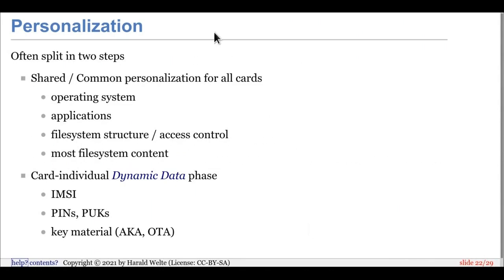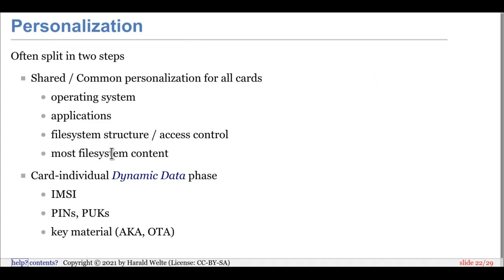The personalization process itself is often split in two steps. So we first have this shared and common personalization, which is basically all the stuff that's identical between all of the cards in a batch you produce. So if you produce, let's say, 50,000 cards or 100,000, then all of them have exactly the same shared or common personalization steps. That means same OS, same application, same file system structure, same content of most of the files.